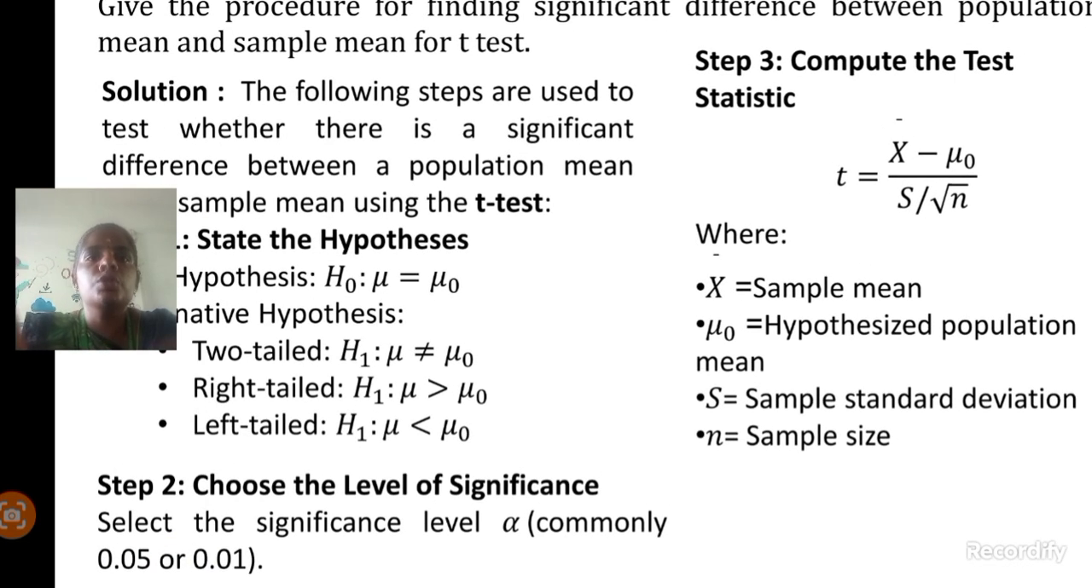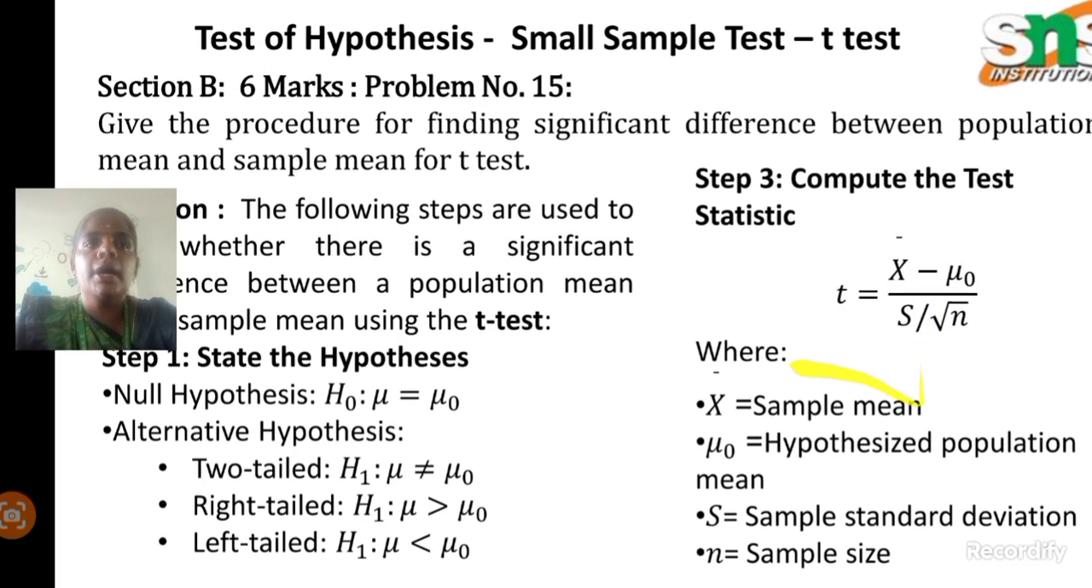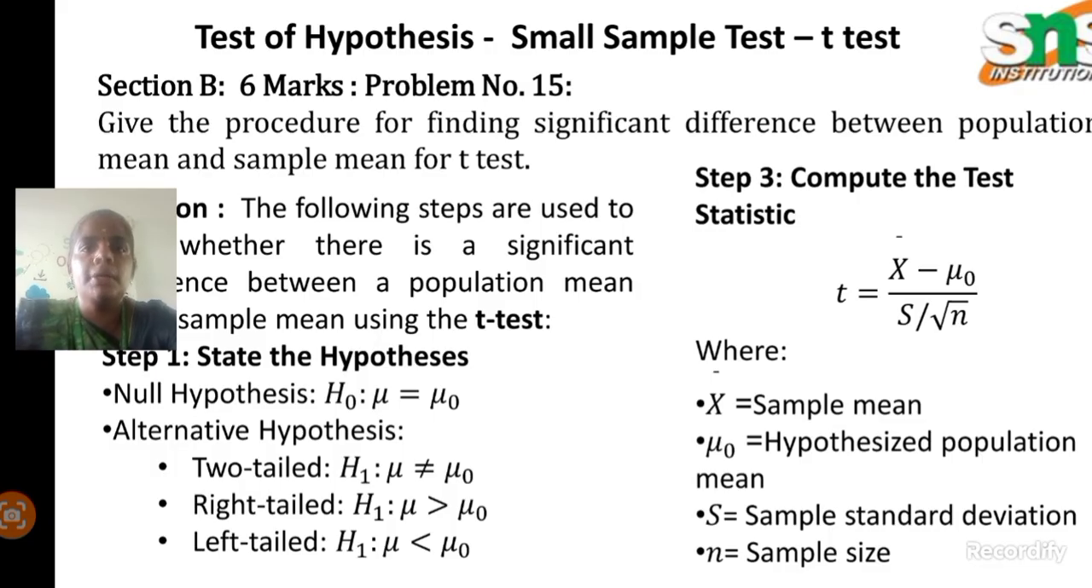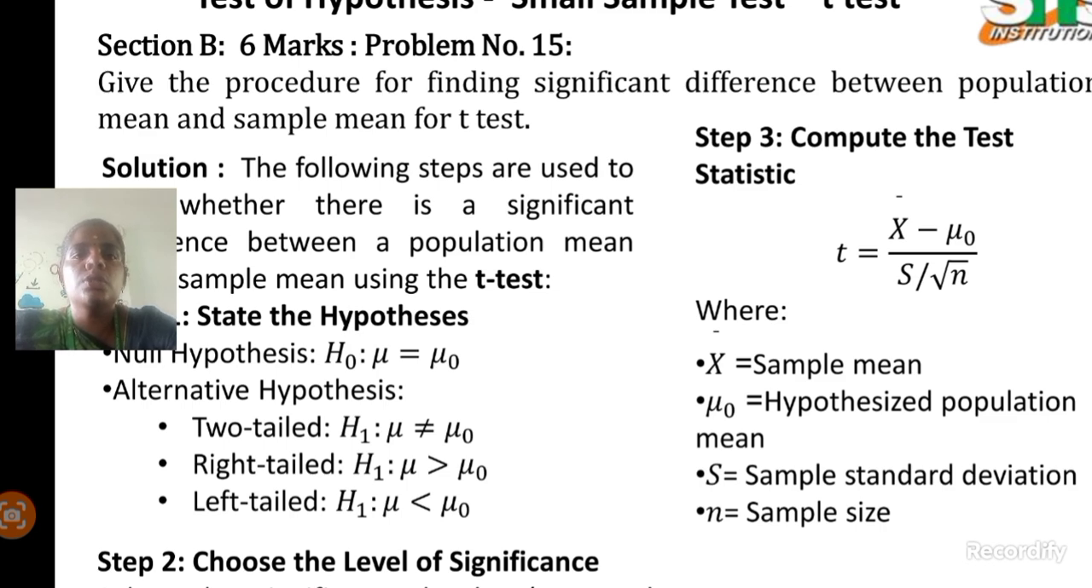We come to a conclusion by using the level of significance. The level of significance differs from problem to problem. Here the level of significance is 0.05 or 0.01. Sometimes the hypothesis is at 1%, sometimes the level of significance is 5%. In that case, we can compute the test value using the formula t is equal to x bar minus mu naught divided by s by root n, where x bar is the sample mean, mu naught is the hypothesized population mean, s is the sample standard deviation, and n is the sample size.